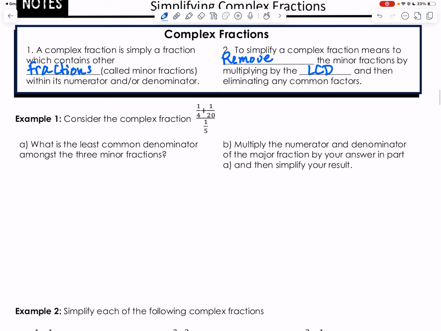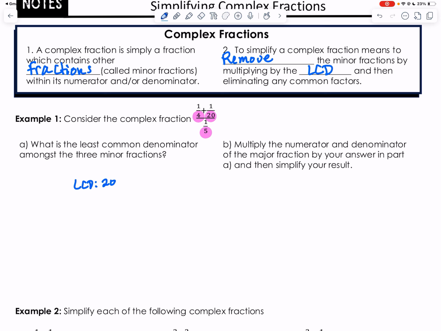So for example 1, it says, consider the complex fraction 1/4 plus 1/20 divided by 1/5. If we look at each denominator, we have a 4 and a 20 and a 5. We can get a least common denominator of 20 because all of those numbers will go into 20. So in part A, it says, what's the least common denominator amongst the three minor fractions? Well, the LCD here would simply be 20.